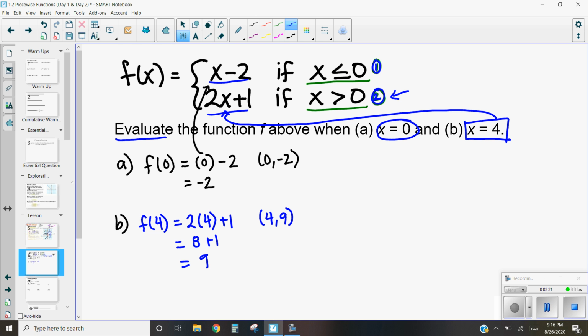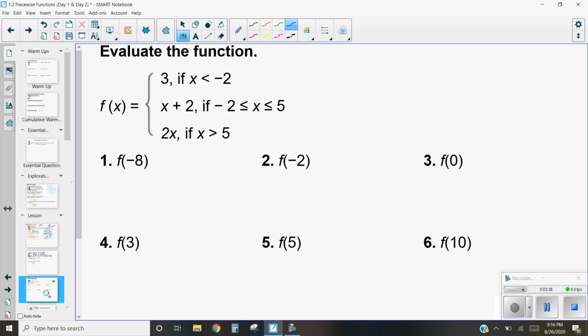Okay, so that's how we evaluate a function, and we're going to do that over and over. So let's look at this next page and practice evaluating the function again. Now remember, first we want to look at which parameter it matches, or which parameter it belongs to.